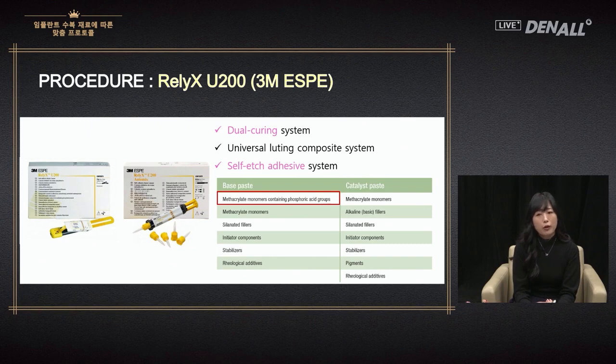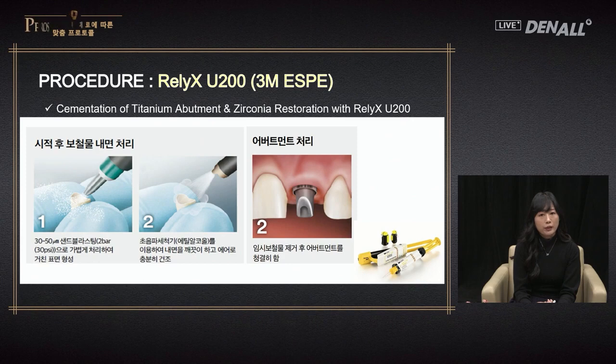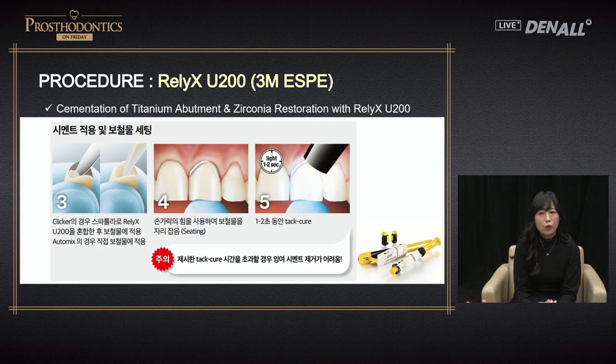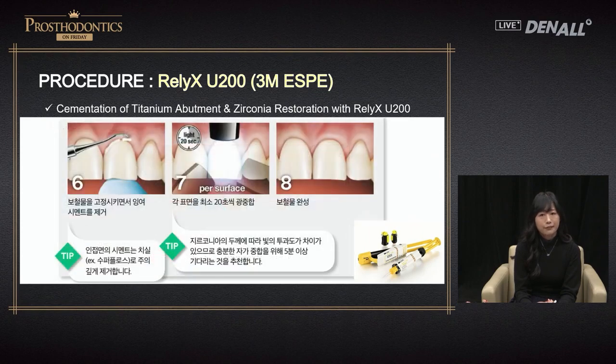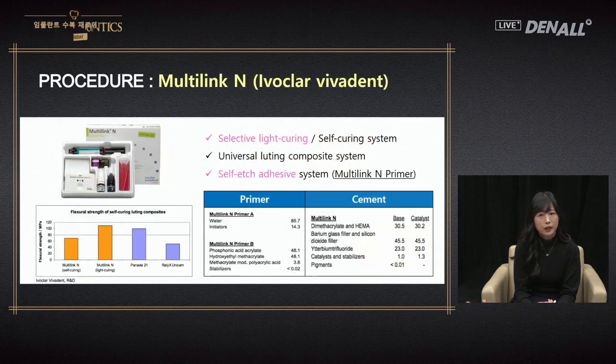In this example, RelyX U200 from 3M, which is a dual curing resin cement, will be used. The inner surface of the restoration, sandblasting and cleaning is done. The abutment is placed, cleaning and sealing is done. If necessary, surface treating agent is applied to the restoration and abutment. RelyX U200 is mixed and applied to the restoration. Once it is placed, the tack curing is done for each area and excess cement is removed. Once it is set, check the margin and occlusion and do final polishing.